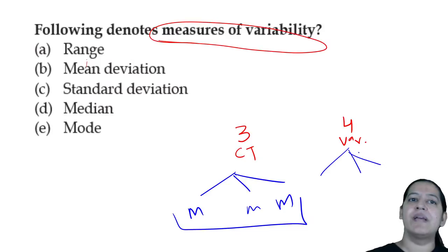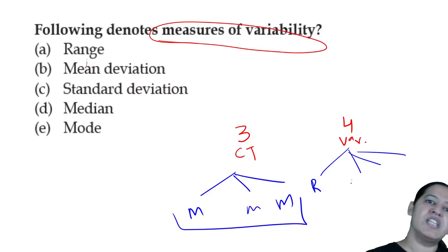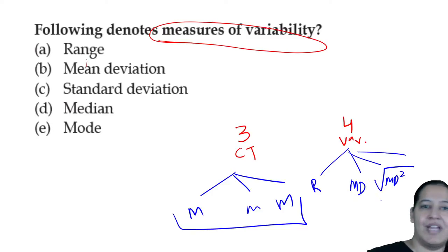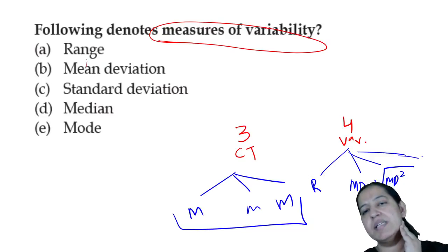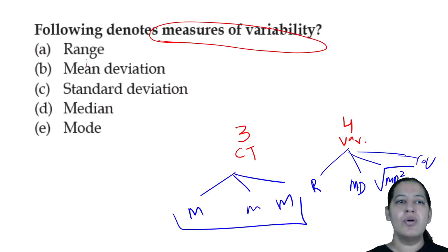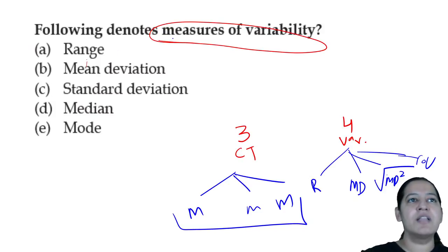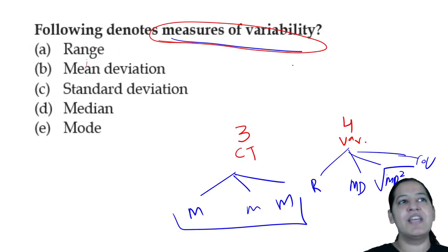Variability has 4 measures. Number 1, range. Then mean deviation. Standard deviation is the square root of variance. And the fourth one is coefficient of variation. So in the question, what it is asking is, what are the measures of variability?